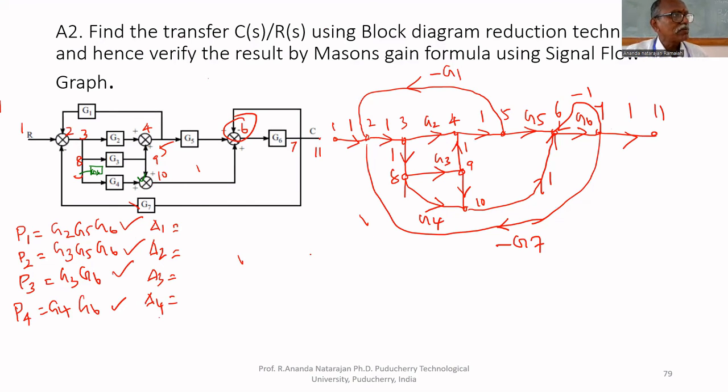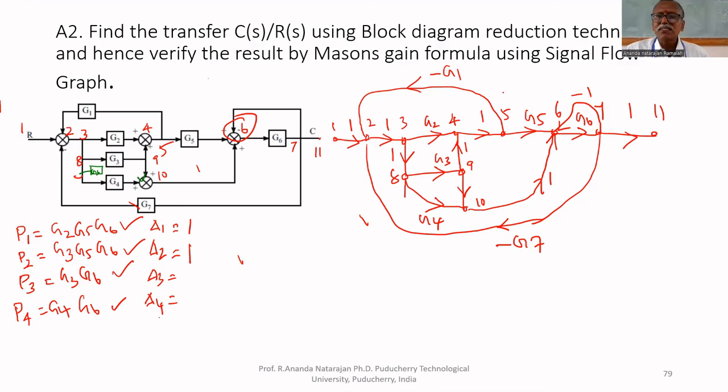Why is it not a loop? The direction is not correct. The direction is not unidirectional. This is one-way traffic. That's why it is not a loop. Therefore, delta 1 is 1. Delta 2, G3: the part of the graph which is not touching the forward path is only 10. No loop is there. That's why that is also 1.